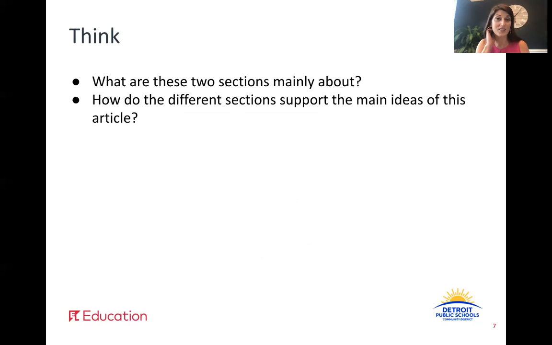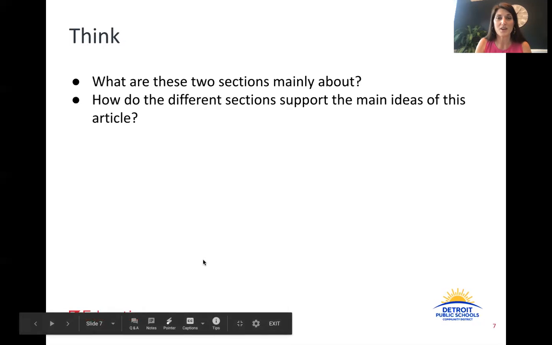Okay, so you had a chance to read our article, those first two sections. I want you to think about what those two sections were mostly about. And then how do the different sections support the main ideas of this article? So use the screen to help you do your thinking. Take your time, do your very best thinking, and when you're ready to come back and talk, we will talk.